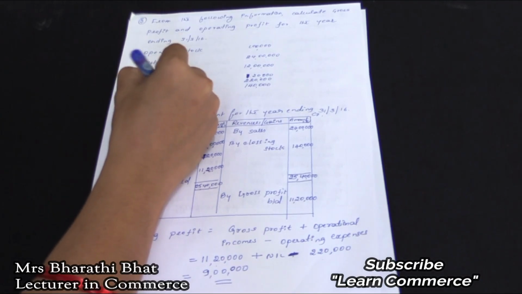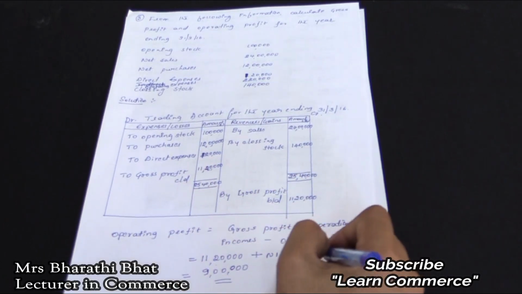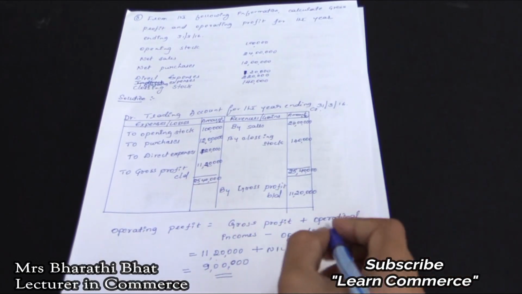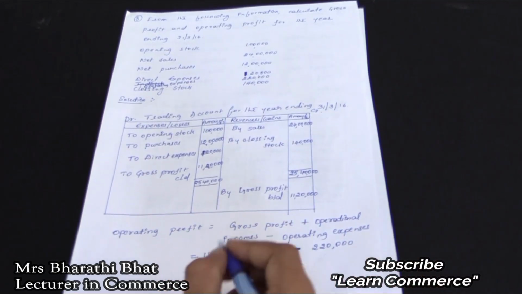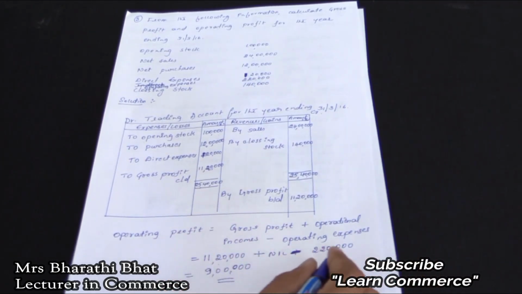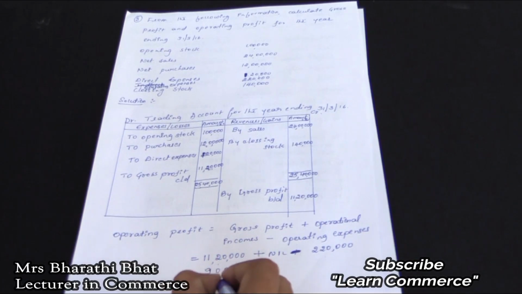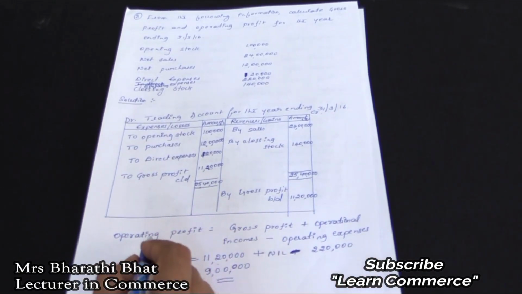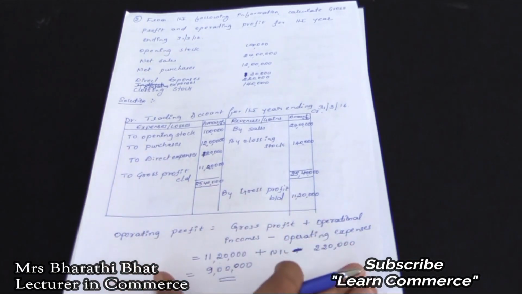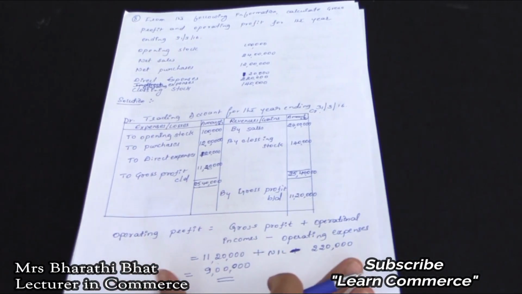Operating expenses 2,20,000 is given, so just write the amount 2,20,000. So 11,20,000 minus 2,20,000, the final answer is 9 lakh. So this amount is considered as operating profit. So in this way also we can prepare a trading account.